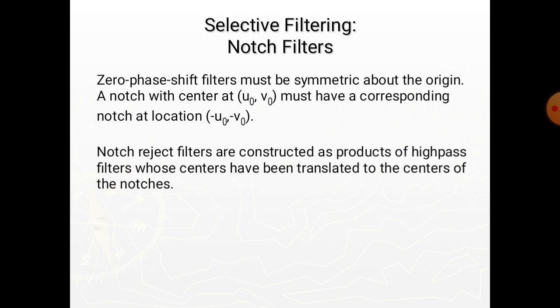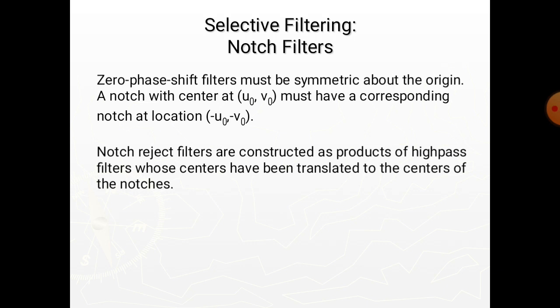So zero phase shift filters must be symmetric about the origin. So a notch with a center at (u0, v0) must have a corresponding notch at location (minus u0, minus v0). So notch reject filters are constructed as products of high pass filters whose centers have been translated to the centers of notches.